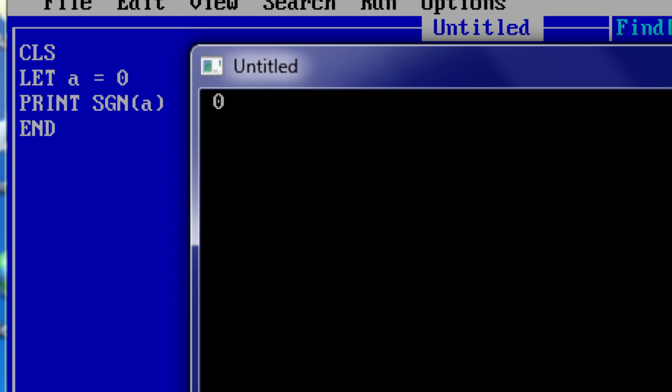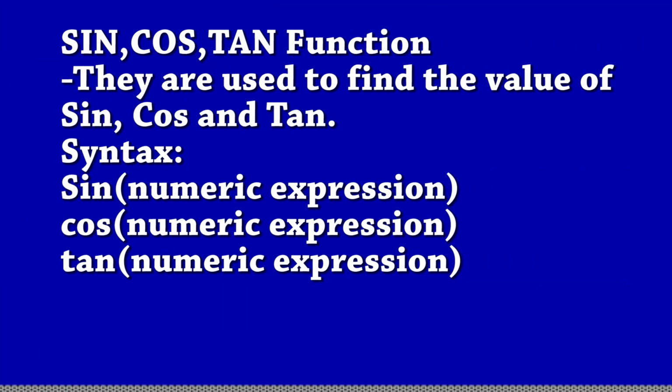Now we'll read another function, that is the sin, cos, tan function, and here you can see the syntax. You have read in trigonometry about sin, cos, tan. Whatever value we put in place of the numeric expression, it gives the value, that is, for 45 degree or 30 degree or 60 degree, how much the value is.